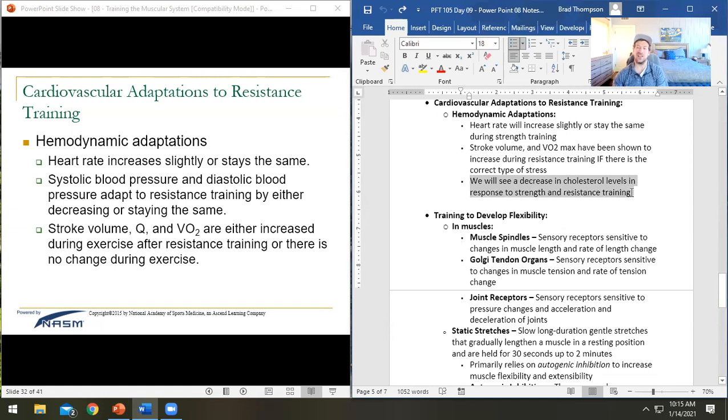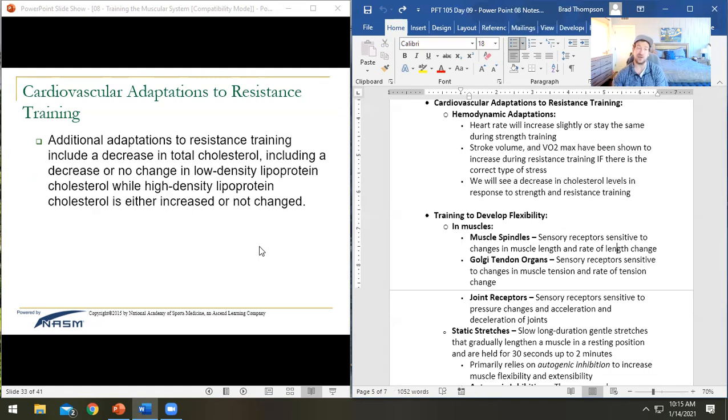And we see a decrease in cholesterol levels with strength training, which is amazing. That's one of our best things that we get, actually. Cholesterol decreases when you do strength training. Why? Well, a part of this is your hormones. Remember, your cholesterol, they're little globules of fat, right?